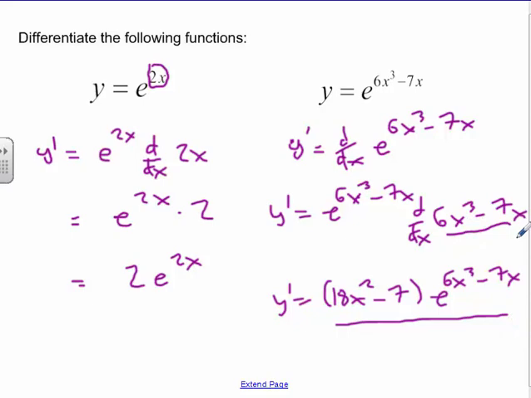When I derived this little bit right here, pull the 3 down in front, times the 6 gives you the 18. Drop the exponent down to a squared. 7x, its slope is just 7. And then I put it in brackets to make sure it was clear that all of that is being multiplied by the e there.